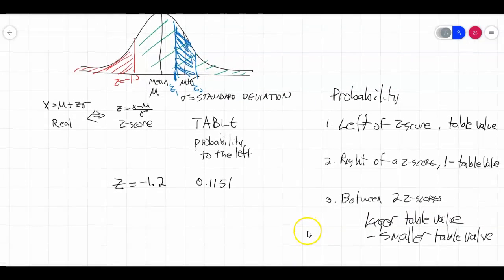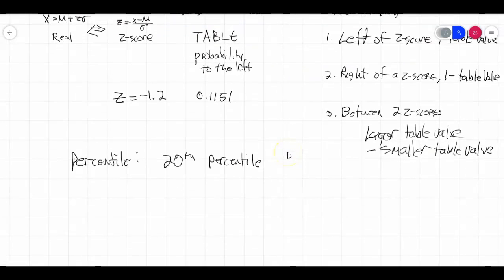Now, slightly harder problem is if you're given like a percentile. Let's say we're in the 20th percentile. The interpretation of the 20th percentile on a bell curve is that you are at a spot where there's 20% to the left. A percentile is always to the left. So what we are basically given is the table is 0.2000. That would be the 20th percentile.